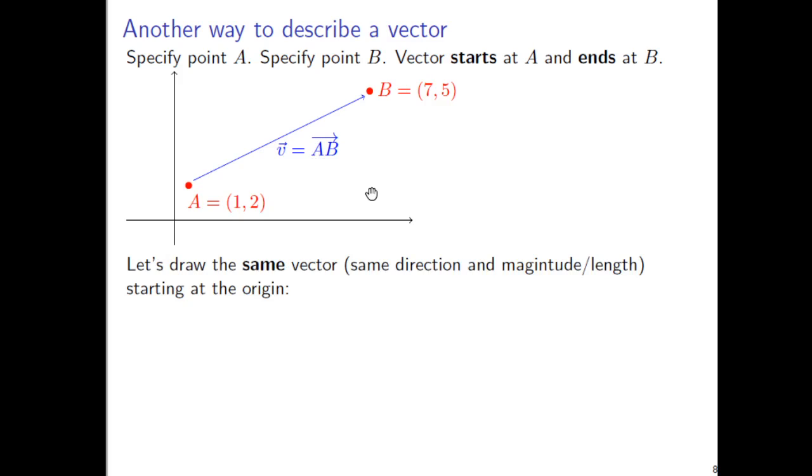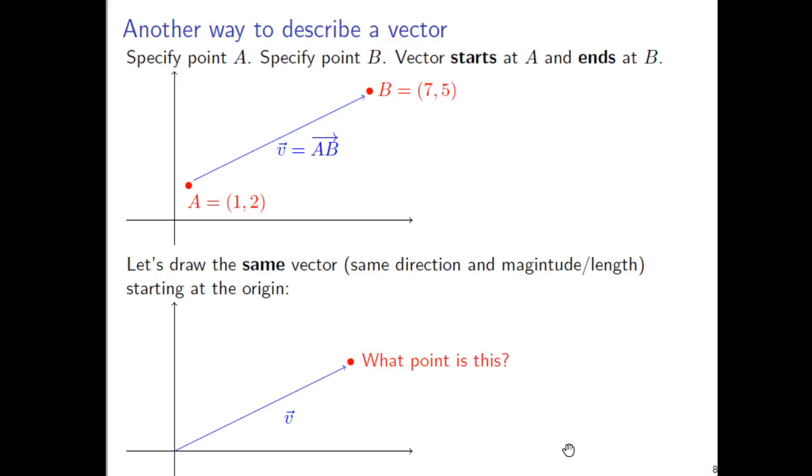By the way, we can draw that same vector. By same vector, I mean same direction and same magnitude, starting at the origin. I made the computer take this blue arrow and shift it to be located at the origin. So I hope the tilt, or the slope in a sense, is the same as before.